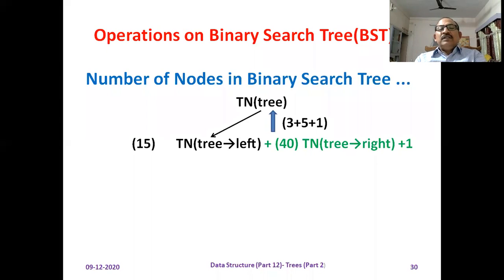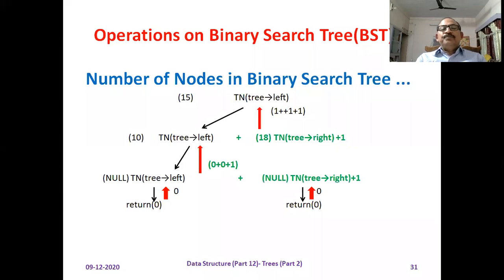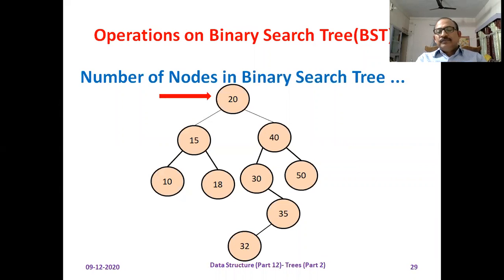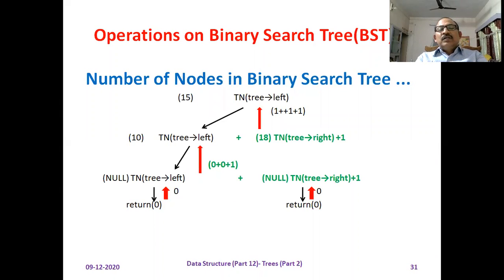Now, here you can see that Tn is a recursive. We are again calling the same function with tree left. And what is the tree left? 15. Now this 15 becomes the root of the left subtree of the root node. Here you can see tree left of node 15. What is the tree left of node 15? You can see here 10. So we are calling the function Tn with tree left means node 10. Again, we call the function.